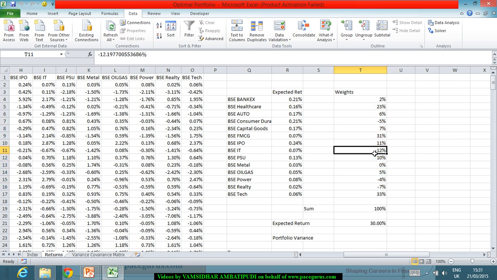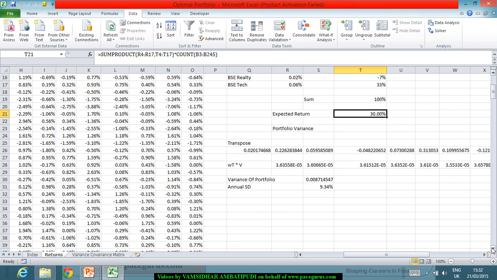It says, yes, short the IT, short the power, short the reality stocks, go ahead and short the consumer durables, invest in healthcare. 23% you invest in healthcare, 31% you go into consumer durables, or sorry, FMCG, 33% in tech. Overall, you can generate 30% expected return, but which will have an annual standard deviation of just 9.34%.